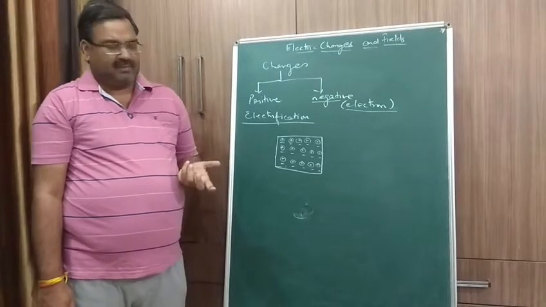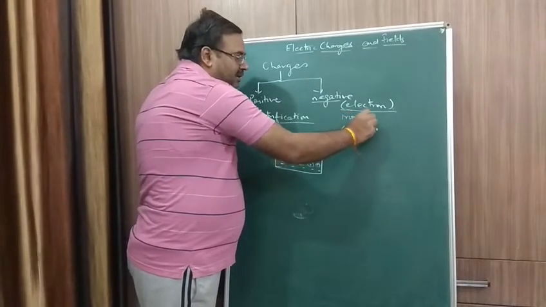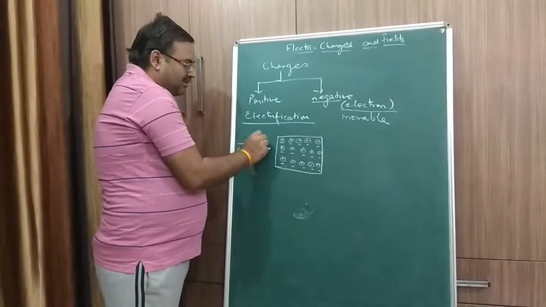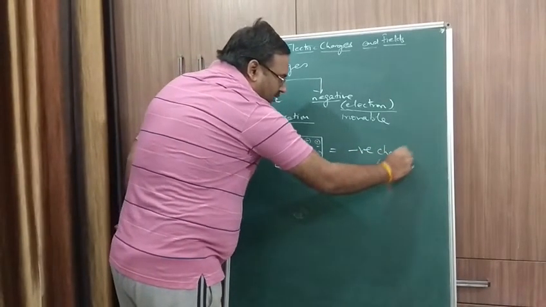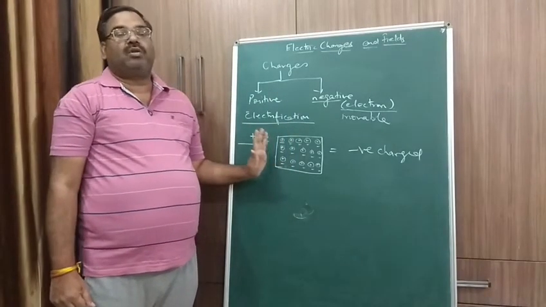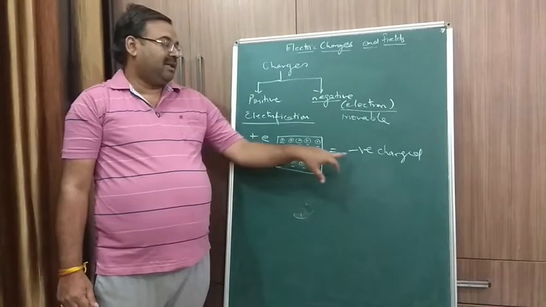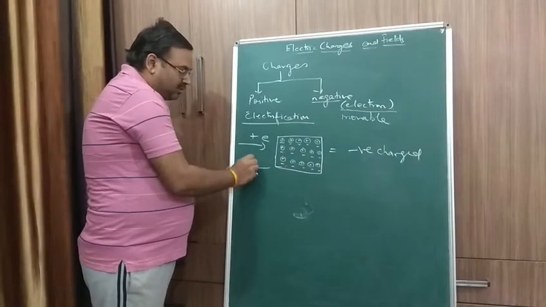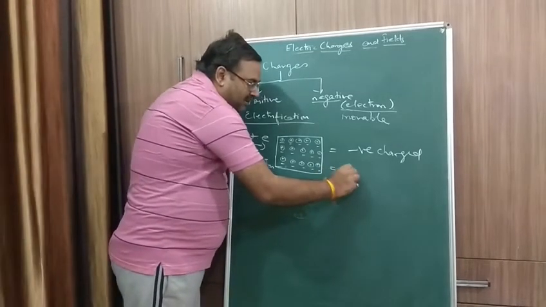So, how do they get charged? As I have stated earlier, only the electrons are movable. These are only transferable. So, if a body gains electrons, it becomes negatively charged. If I transfer electrons to a neutral object, there is a surplus of electrons on the body. As a result, the body gets negatively charged. Similarly, if I take away electrons from this neutral body, then as a result, it will become positively charged.